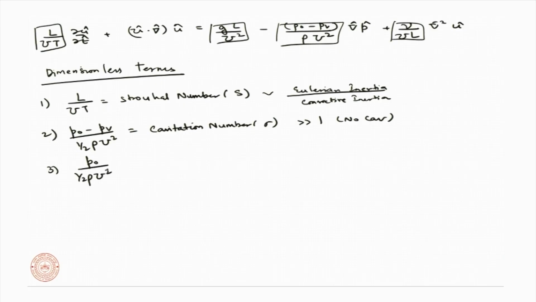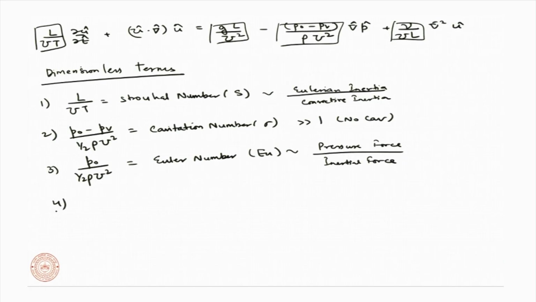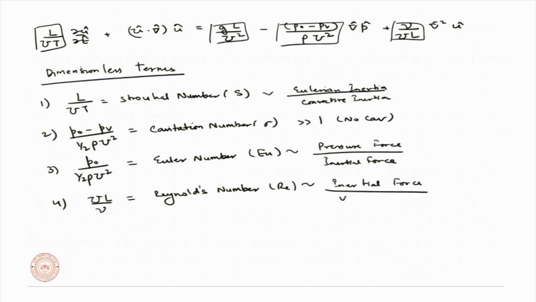then this is called the Euler number, EU, which is the ratio of your pressure force to the inertial force. And then this term is very well known. So, UL over nu, I do not think I need any introductions for this, is the Reynolds number, RE, and that is your inertial force to viscous force.